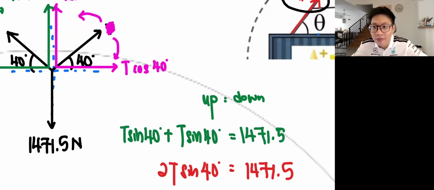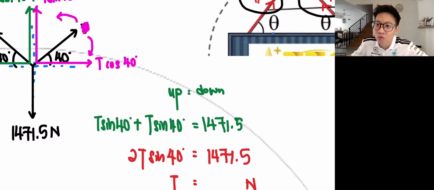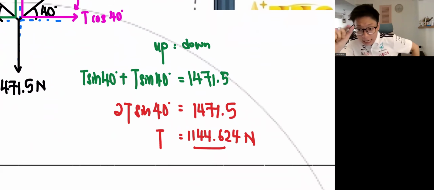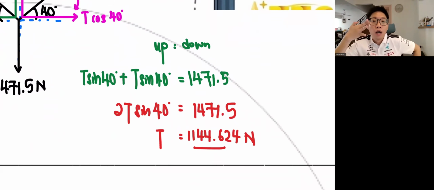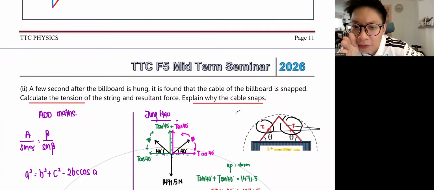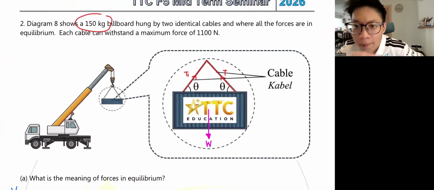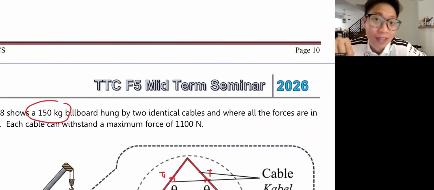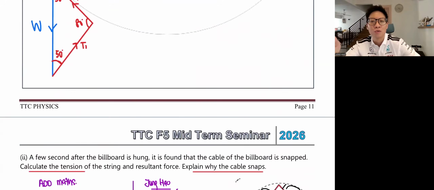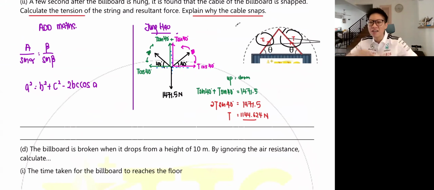Okay, so the answer is going to be 1144.624. Now guys, will the cable break? Let's have a see. Actually, they are a bit dumb because they really tell you to explain why the cable snaps. But of course, we know that because the maximum force is only 1,100. So if you can only hold 1,100 and then suddenly you get this to be equal to 1,144, of course it breaks, right?